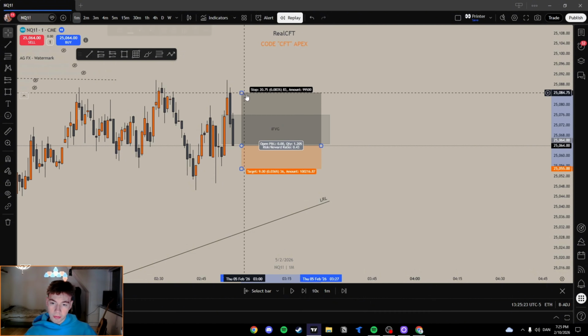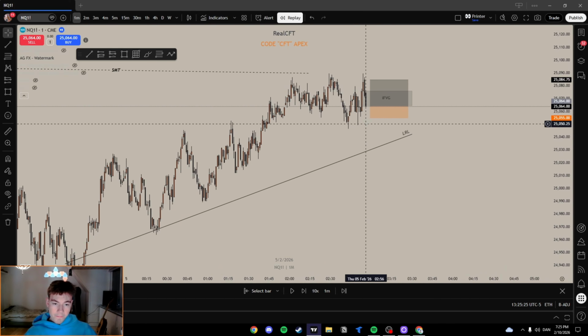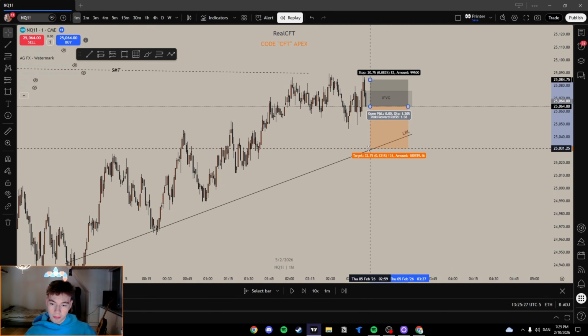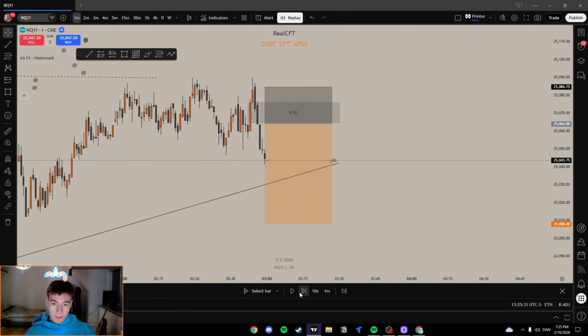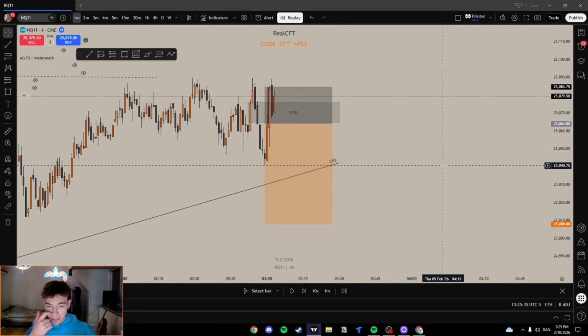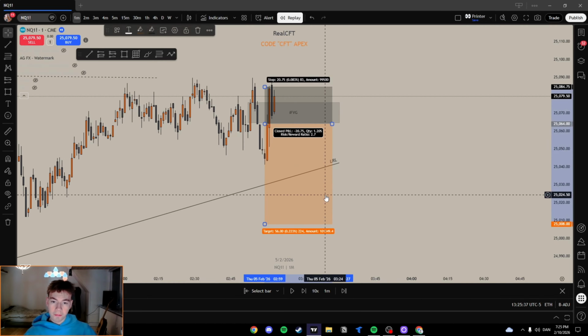Put our stops like right here or something, and target some of this low resistance liquidity right here. Whoops, we end up getting stopped out. Now why is this and how could you avoid it?